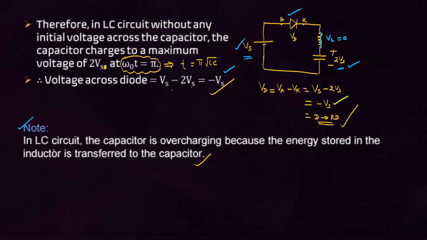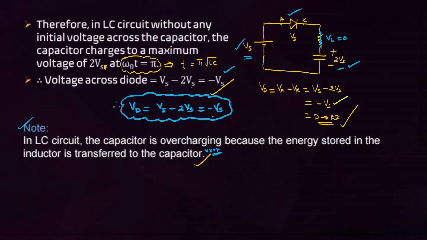This point is already given. In the LC circuit, the capacitor is overcharging because the energy stored in the inductor is transferred to the capacitor. What is the voltage across the diode, students? The voltage across the diode equals supply voltage minus peak voltage across the capacitor, that equals minus Vs. That is, at steady state condition, the voltage across the diode is minus Vs, which means the diode is under reverse bias condition. These observations are very important, friends.